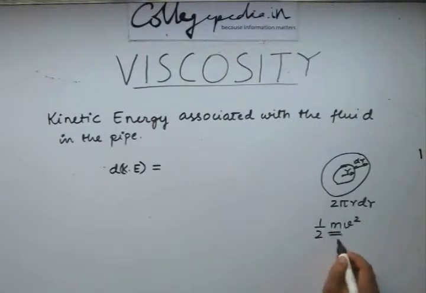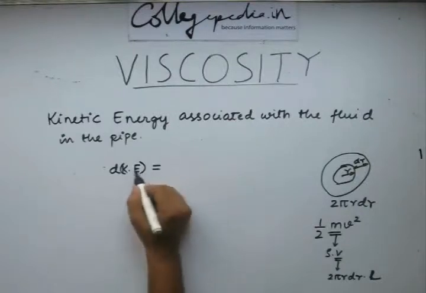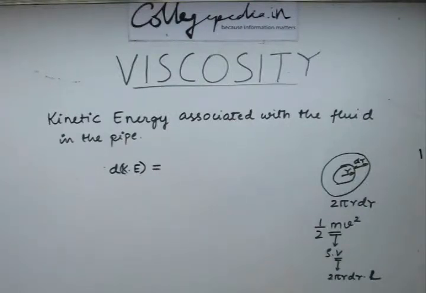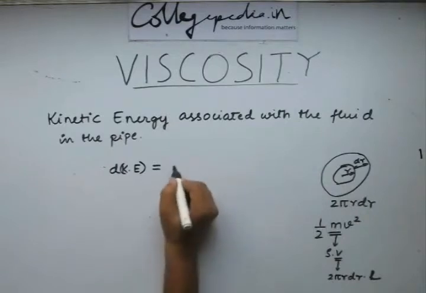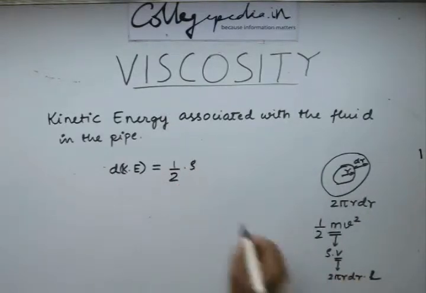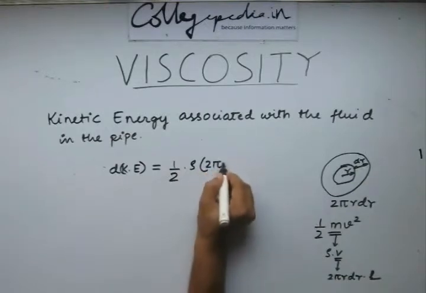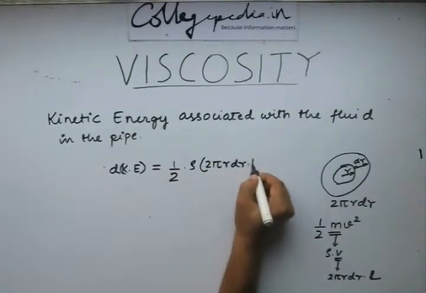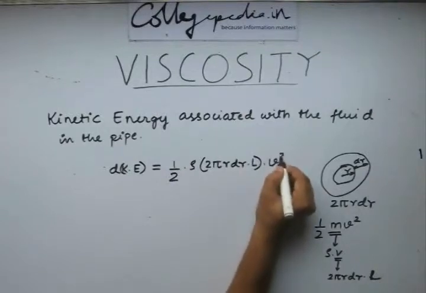Now m here is nothing but rho times the volume. Volume is nothing but 2 pi r dr times L, this L being the length of the pipe. So dKE, or the small kinetic energy associated with such an annulus, is going to be half times rho times volume, which is 2 pi r dr times L into v square.